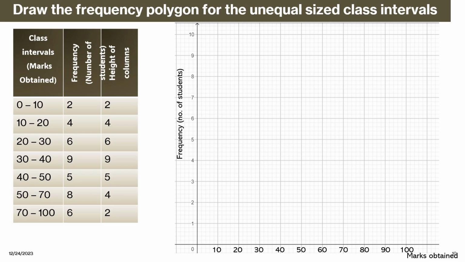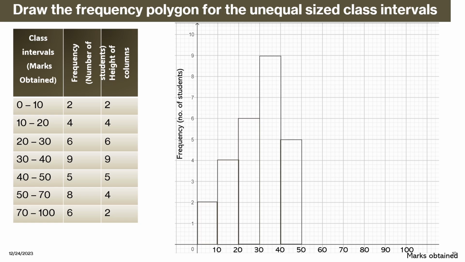The smallest class width of this distribution is 10. The first 5 class intervals maintain this class width, but for 50 to 70 the class width is 20, and for 70 to 100 the class width is 30. However, we have to consider that the 50 to 70 class interval consists of 2 columns, that is 50 to 60 and 60 to 70, and the 70 to 100 class interval consists of 3 columns, since the smallest class width of this distribution is 10.